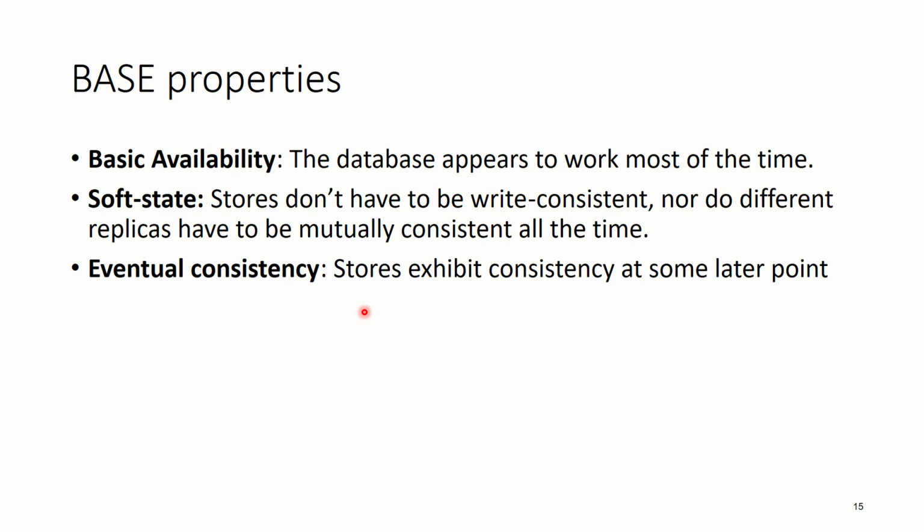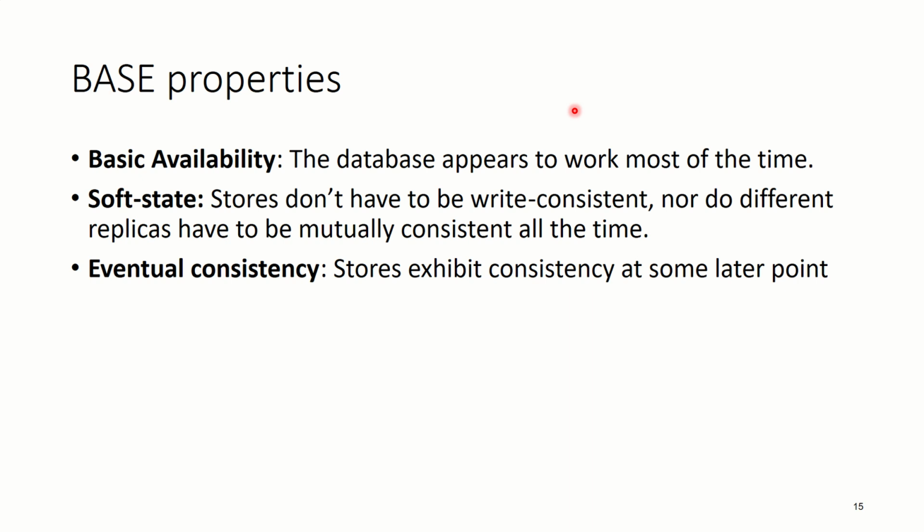And the BASE property basically looks like this. So you have basic availability, which is BA. That means the database appears to work most of the time. So it is not like it's working only for some time, it's working kind of dynamically.